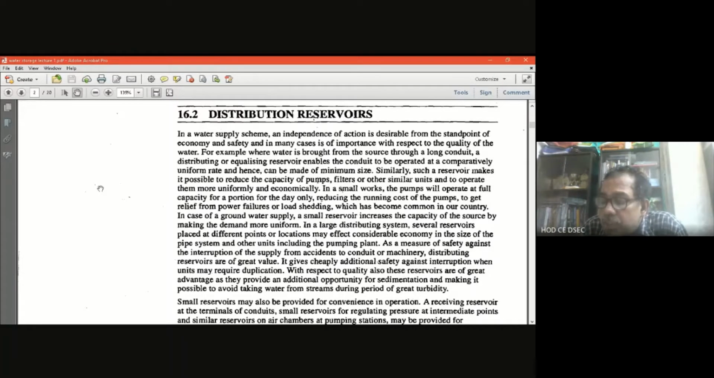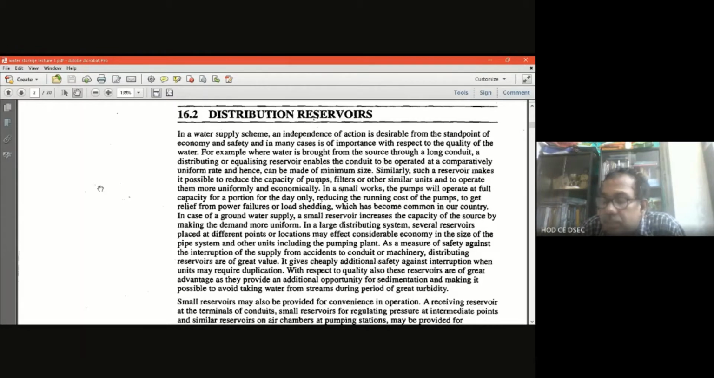Now what are storage reservoirs? We can easily give you the example of a dam. Dams are constructed across the river, as we know, or the stream, to create an artificial lake or reservoir behind it. So this is one of the examples of the storage reservoir, we can say.